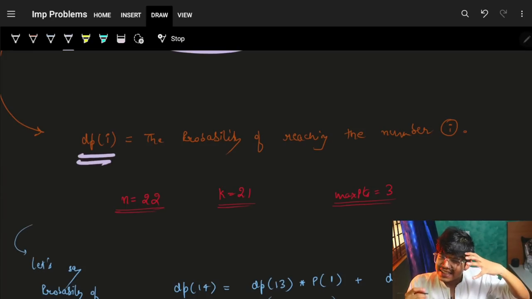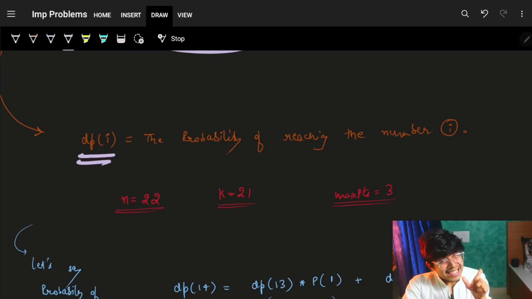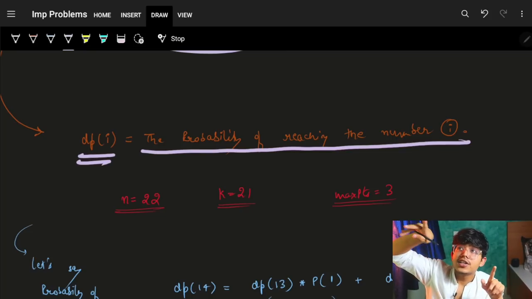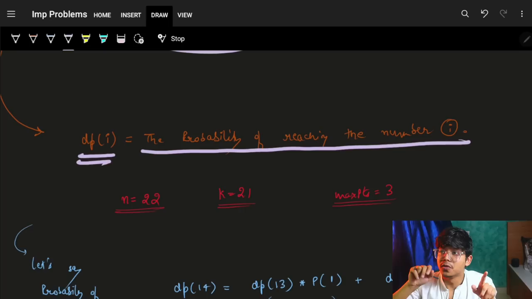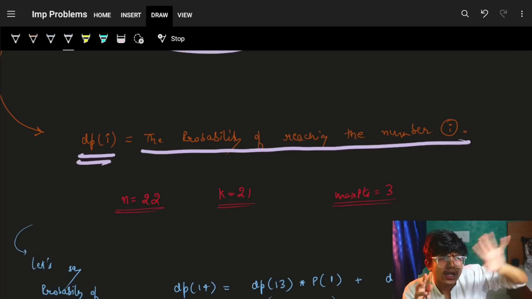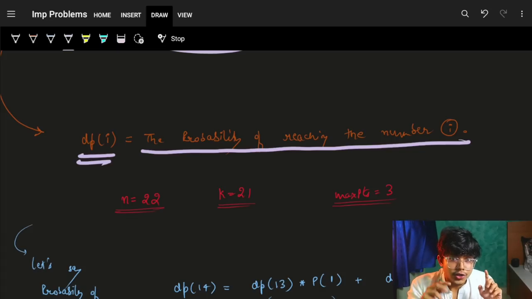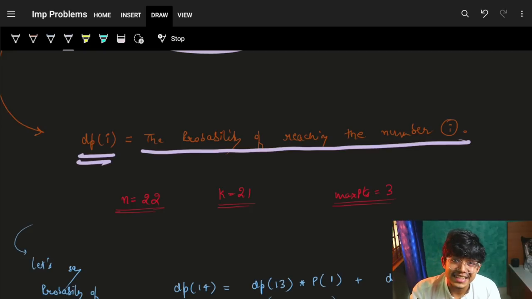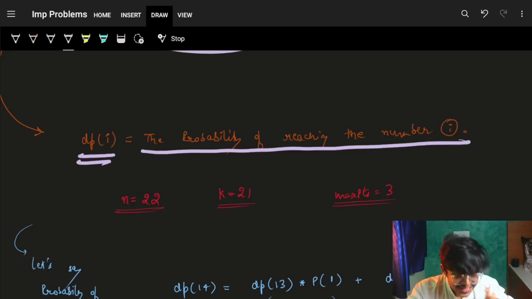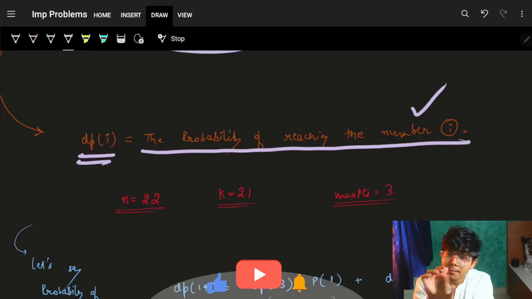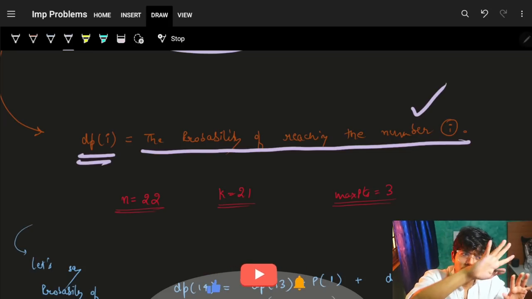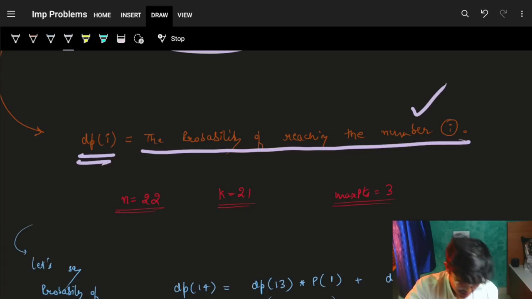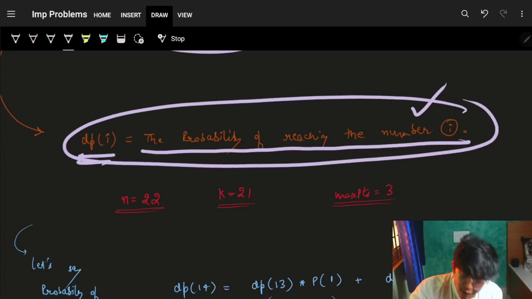Let's define the DP state, DP of i. It is the probability of reaching the number i. As we saw, we can reach this number 4, we can reach this number 4. Now, with this number 4, what other number can I reach? You saw the Fibonacci series, you saw the frog jump question. It's exactly the same, which means I can reach a number i, and from that number i, what all other numbers can I reach? i plus 1, i plus 2, up to i plus max points. So I will define my DP state as the probability of reaching the number i.